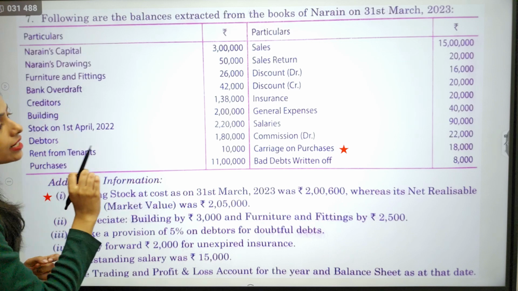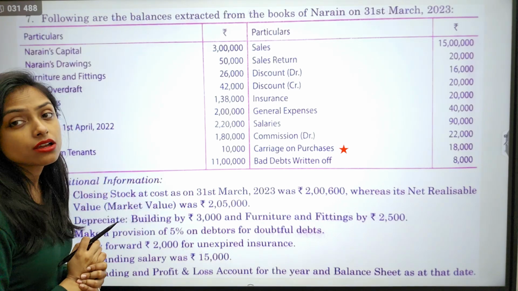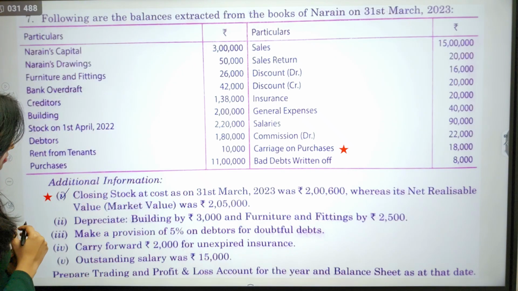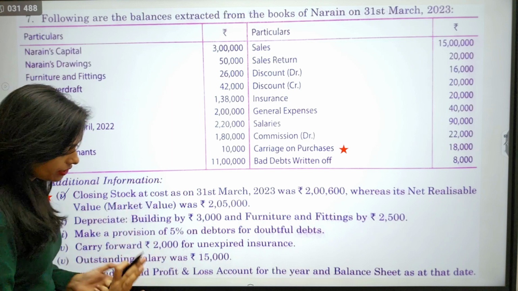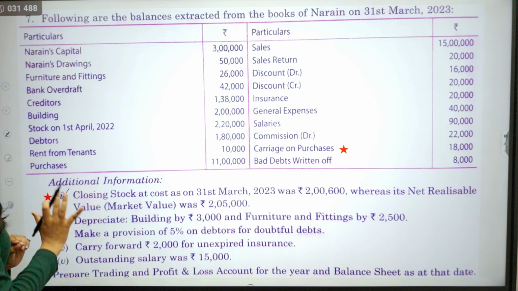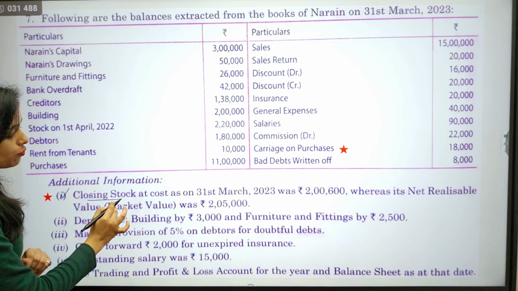Question number 7. Now let's take it up as the last question for today, and then we'll continue the rest of our questions in the future videos. Okay, let's take it up. First, you have to again prepare the trading, profit and loss account and balance sheet from this, and I am going to start from the adjustments as always. So read the first one. This is the most important point.